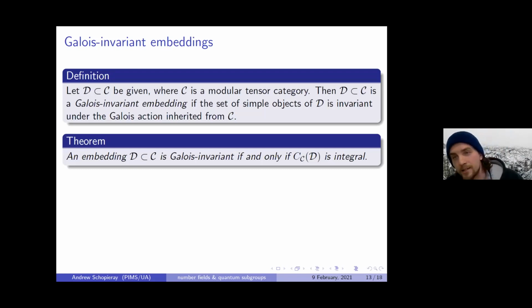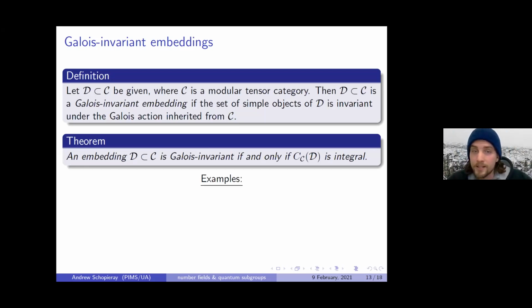But you can classify these very specifically as fusion subcategories in modular tensor categories such that their relative centralizer, so this is the set of simple objects, or the fusion subcategory generated by those objects, which centralize, which commute very nicely with that subcategory, is integral. Okay? So the relative centralizer of this fusion subcategory is integral if and only if it's Galois invariant. So you actually have a very nice way of measuring whether this happens or not.